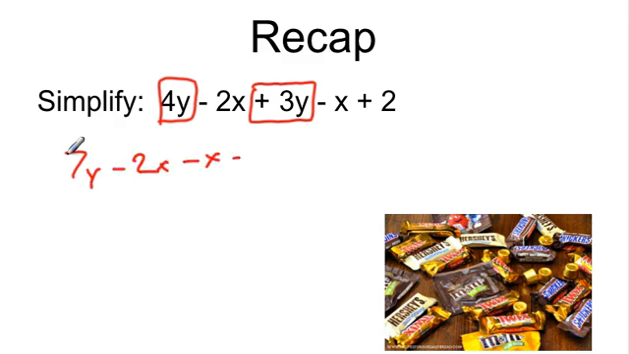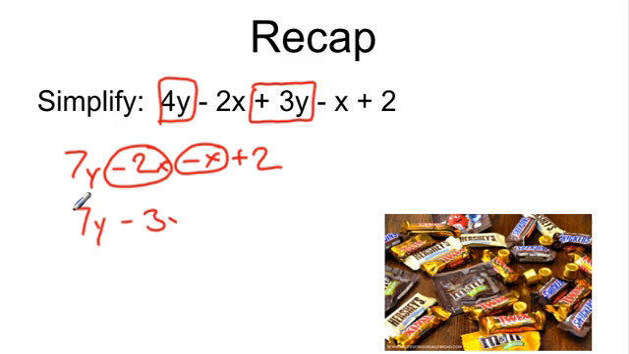Copy down the rest of my problem. And then I look for all the linear terms in x. And I could put those together. Use a calculator if you're not sure, but negative 2 minus 1 would be negative 3x plus 2. And then I look for any constant terms. That's terms without variables. There are no constant terms to combine. So that, my friends, is simplified.